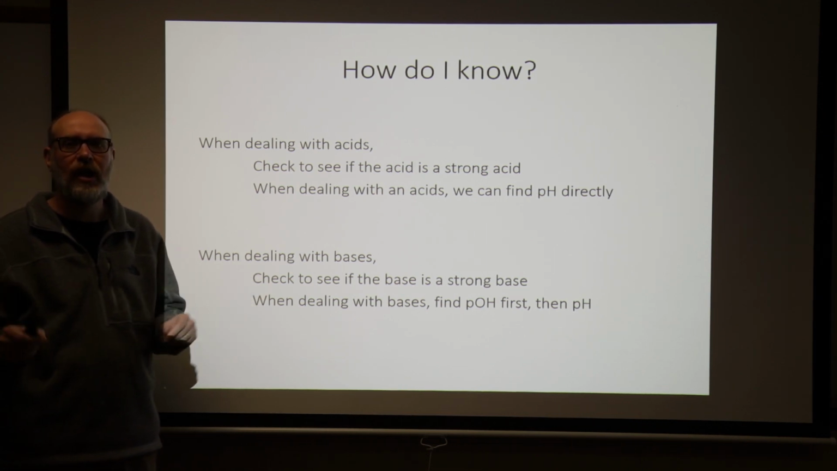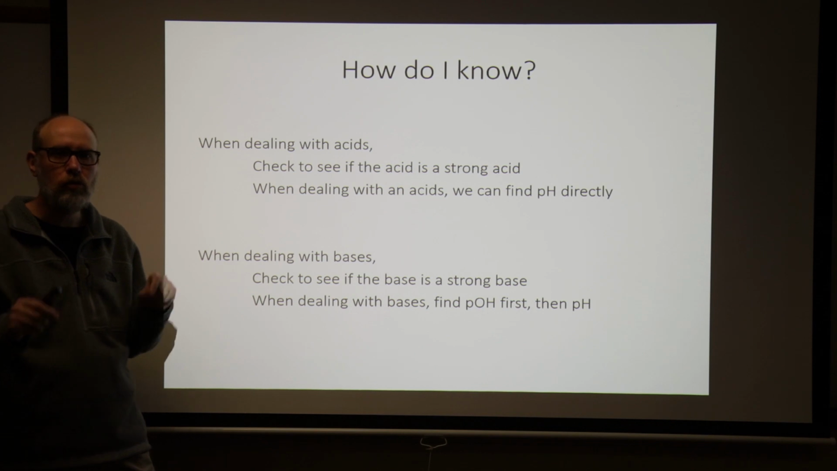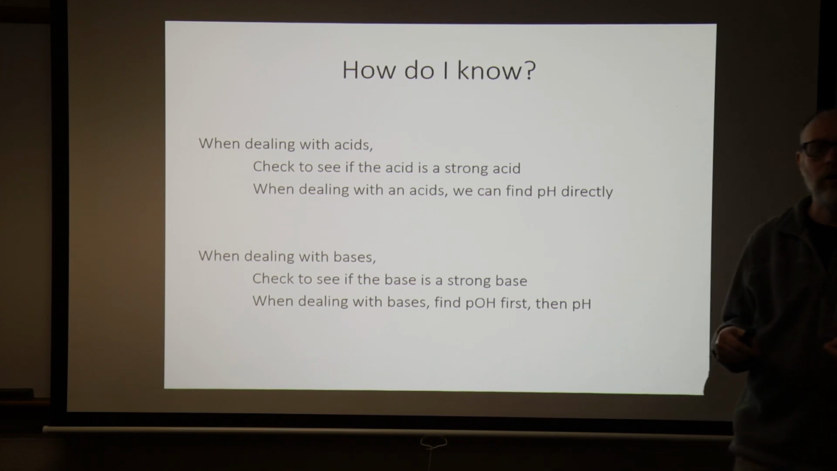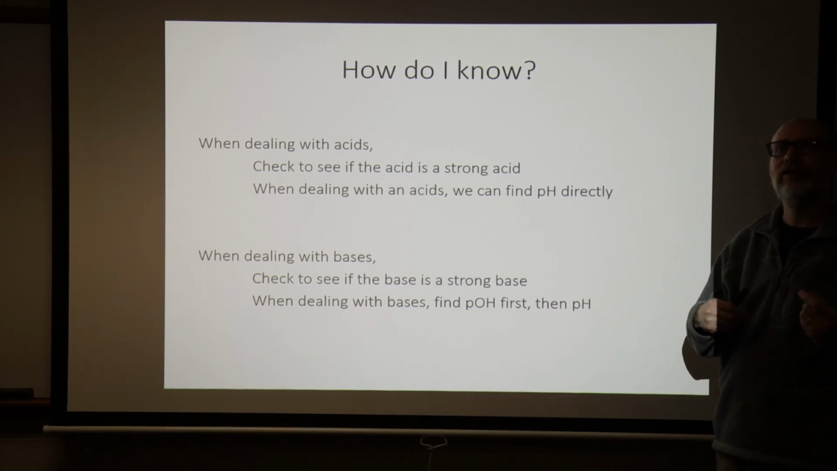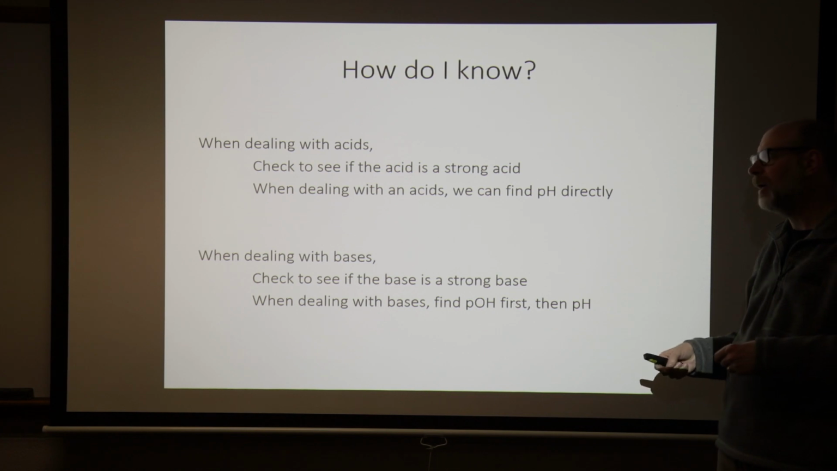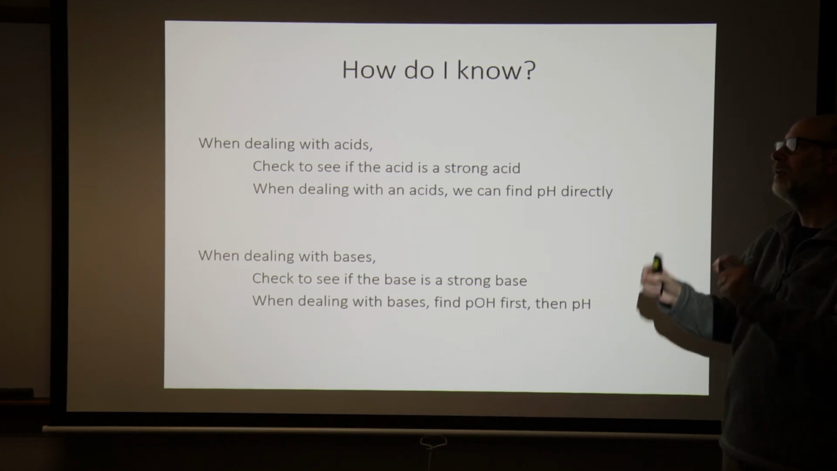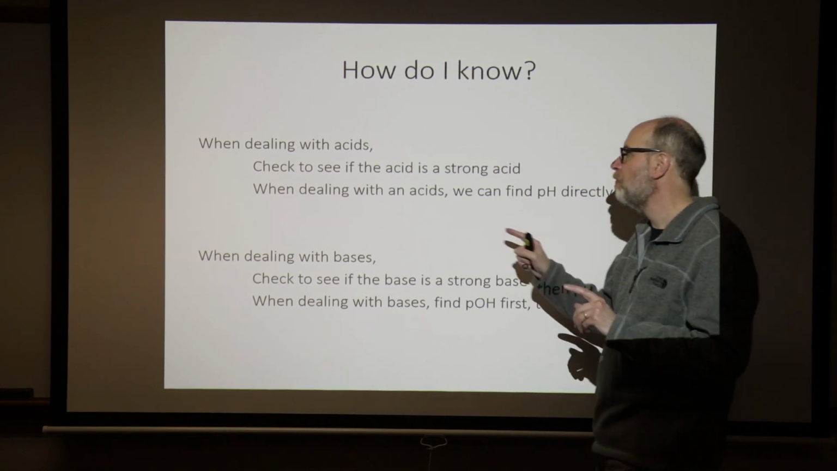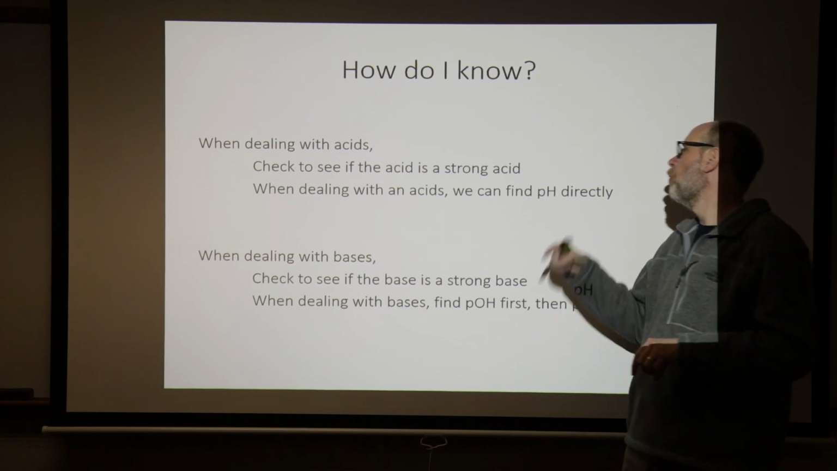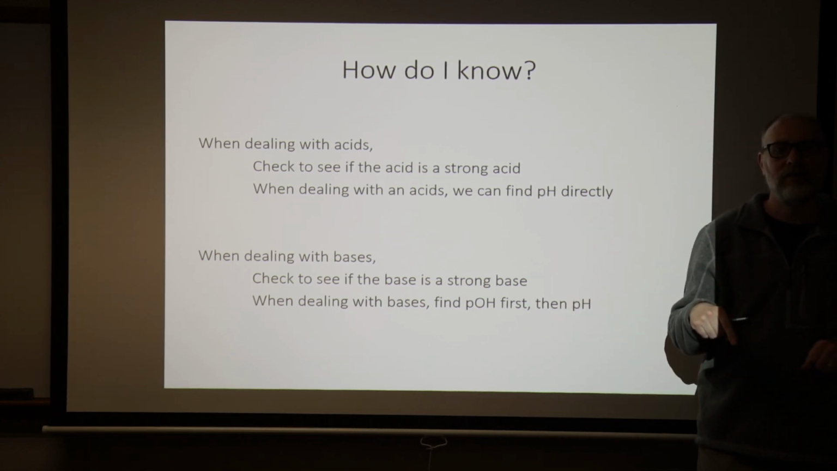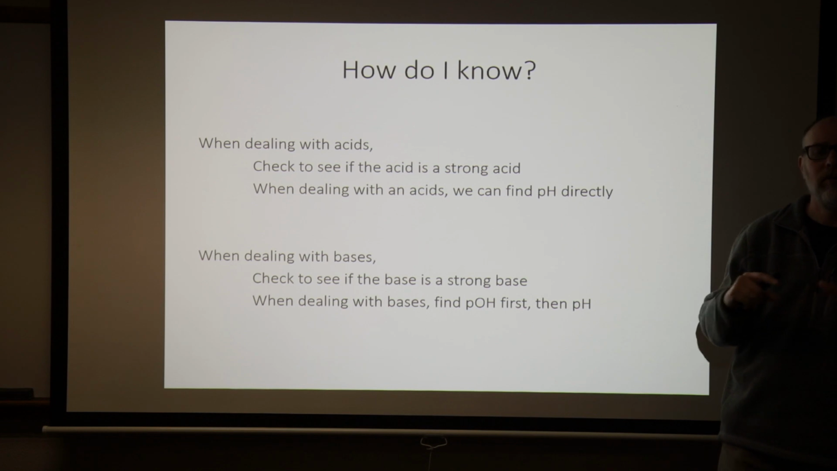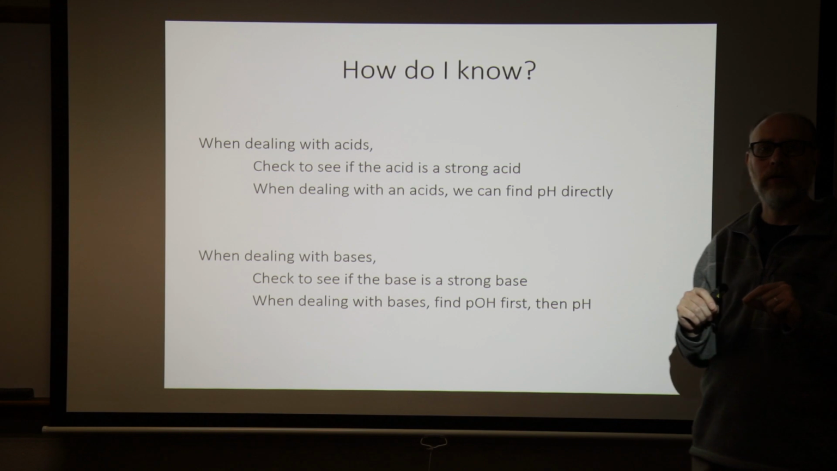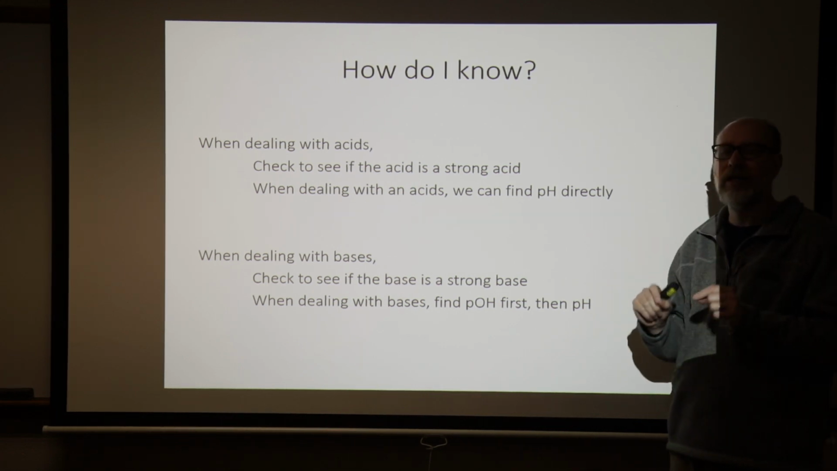But I'm going to start with saying it's absolutely critical that you know what those strong acids are and what the strong bases are. Because our ability to know whether we have a strong acid or a weak acid or a strong base or a weak base is solely tied to the fact that we know that list. So for instance, when we're dealing with acids, if we want to know if an acid is a strong acid, we're going to look at that list. Okay? If the acid is one of the strong acids, then we're going to be able to directly find the pH very, very simply. If it's a weak acid, not going to be nearly as simple.